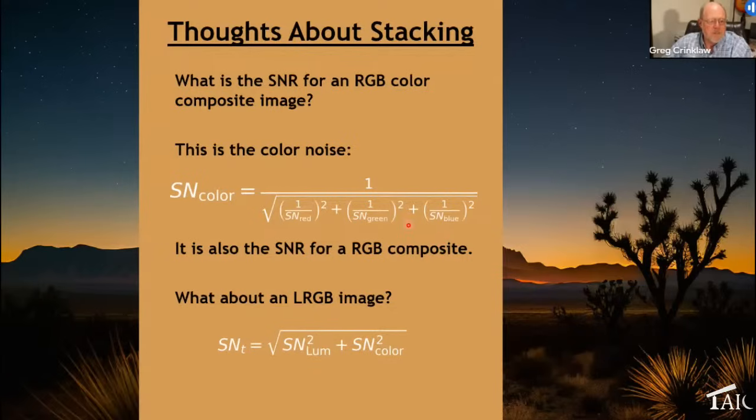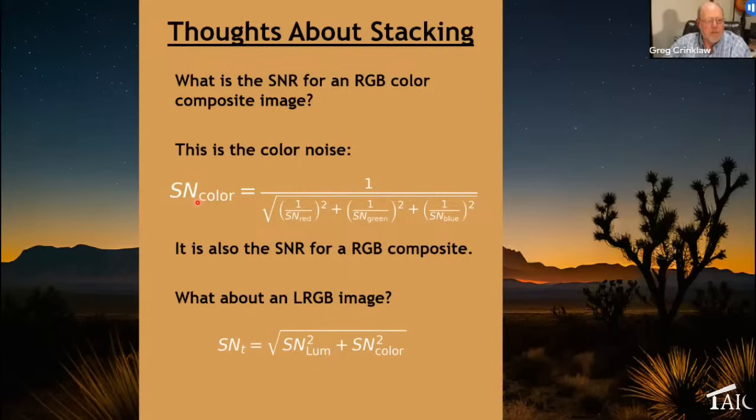So what this means is if you have a stack of blue images that has a much smaller signal to noise ratio than the green and the red, you're going to get a lot of color noise. It's going to drag the total signal to noise ratio down. So it's a really good idea to try to get the same signal to noise ratio in each of your colors. And that's going to mean you're probably going to need to stack one of them a lot longer.